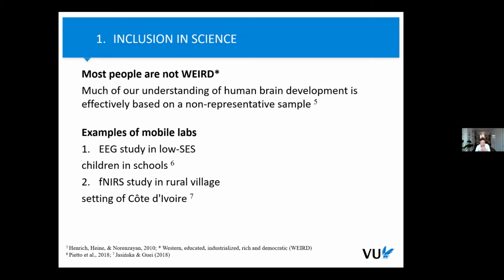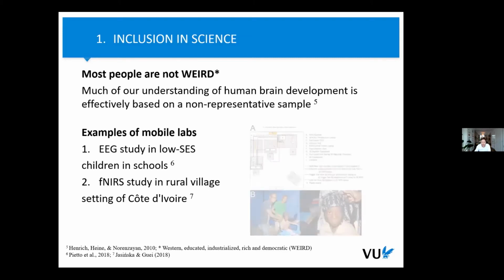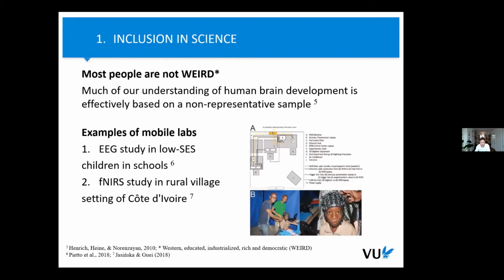Then the second study is an fNIRS study by Jasinska and colleagues, and they made an fNIRS protocol to use in real settings. In their example, they had their research done in Côte d'Ivoire. So this is an example of including non-WEIRD countries. This is an interesting paper because it provides tips and tricks on how to set up such an experiment in these areas.